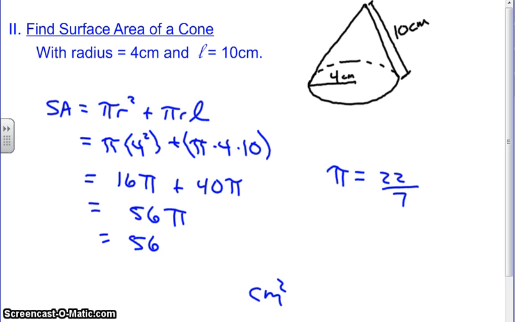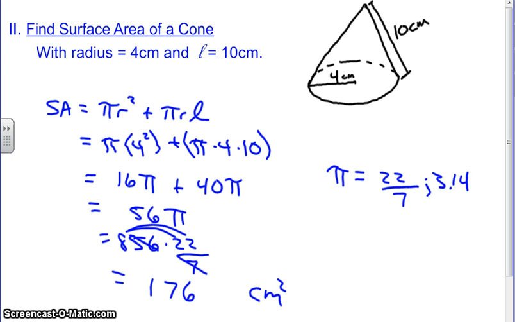So 56 times 22 over 7. 7 goes into that how many times? 8. And now 8 times 22. 160 plus 16 is 176. Good job. Good job, 176 centimeters squared. Let's write the other values that we use for pi here.